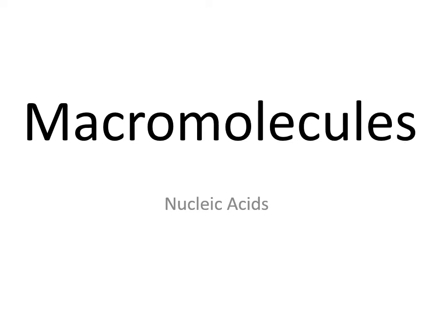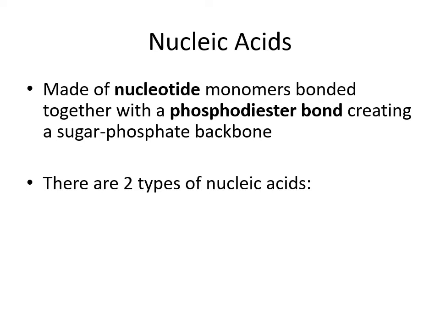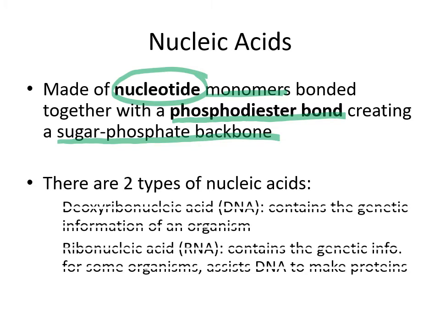All right, macromolecules, and this time we're looking at nucleic acids. Nucleic acids are made up of monomers called nucleotides. The individual units are nucleotides, and when you join those nucleotides together, the bond that is created between them is called a phosphodiester bond, and this forms the backbone. We refer to the backbone itself as a sugar phosphate backbone, and we'll see why when we look at what the nucleotide is made up of.